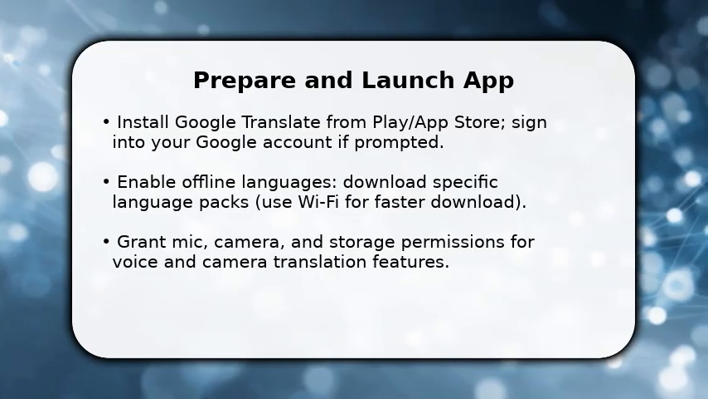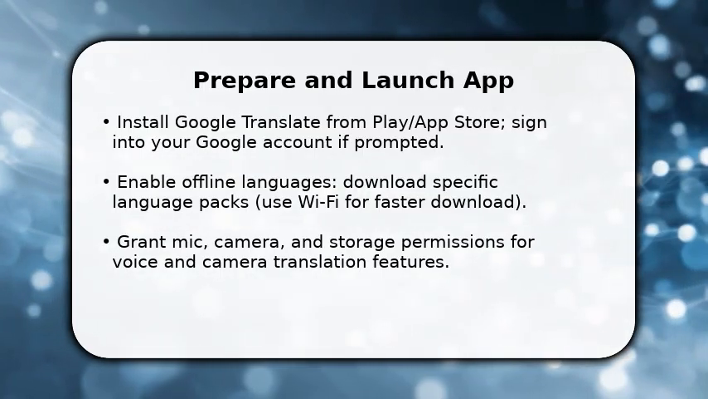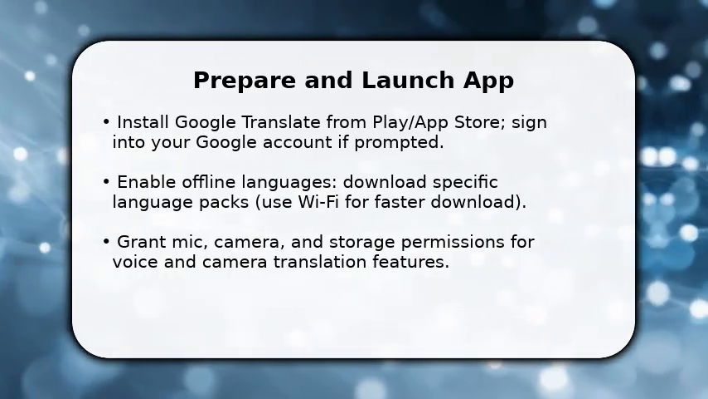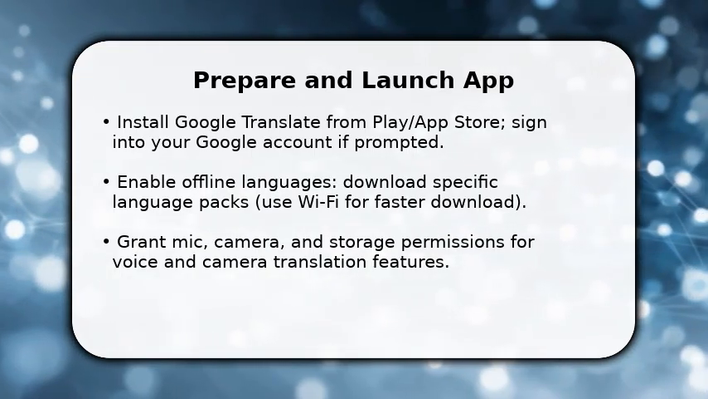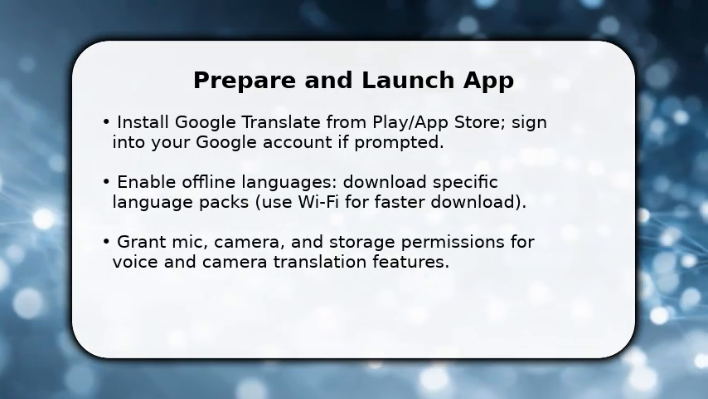You start by opening the Google Translate app and making sure the essentials are ready. Sign in and download any offline language packs you need. Once done, grant microphone and camera permissions so you can use voice and camera translation immediately. Make sure background data is enabled if you want live translations.